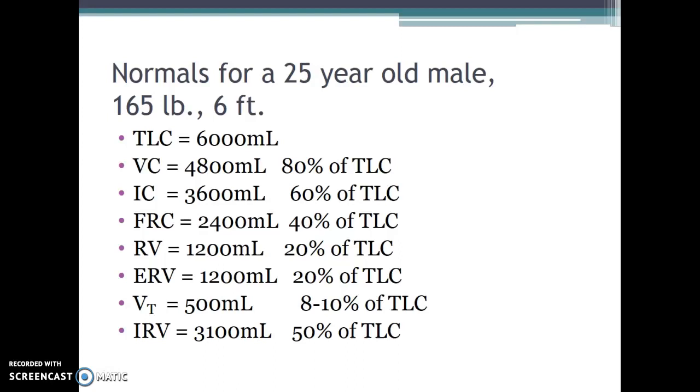Residual volume comprises about 20% of our total lung capacity. Expiratory reserve volume, 1,200 milliliters, takes up again about 20% of our total lung capacity. Our tidal volume of 500 milliliters is just a small percentage of our total lung capacity, about 8 to 10%. And then inspiratory reserve volume of 3,100 milliliters takes up about half of our total lung capacity.